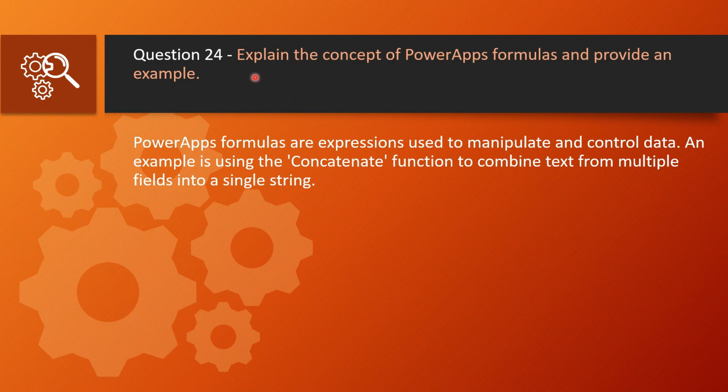There is a question. Explain the concept of Power Apps formula and provide an example. Why do we use Power Apps formulas here? Power Apps formulas are expressions used to manipulate and control the data. An example is the concatenate function. The concatenate function basically combines the text from multiple fields into a single string. So formulas in Power Apps are very helpful for creating the app.